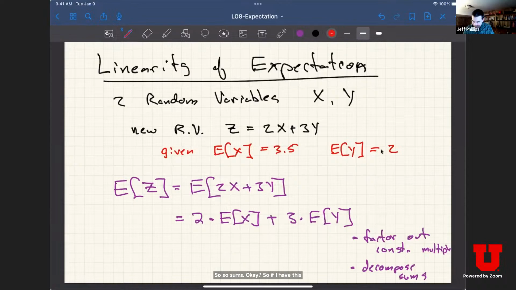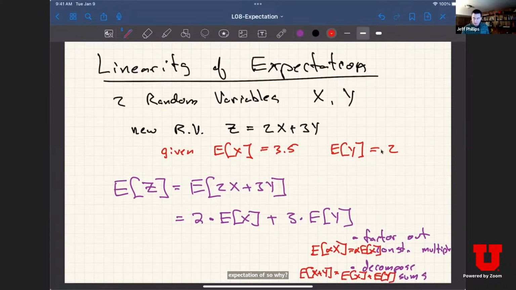So the first one is that the expectation of alpha x is equal to alpha times the expectation of x. And the second one is that the expectation of x plus y is equal to the expectation of x plus the expectation of y.